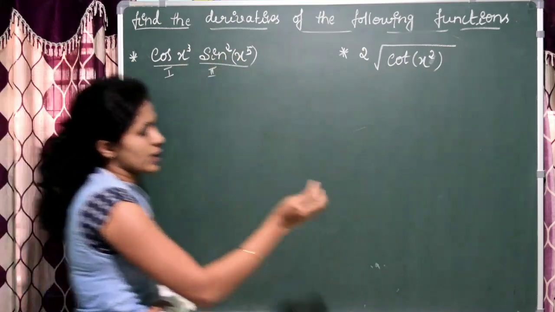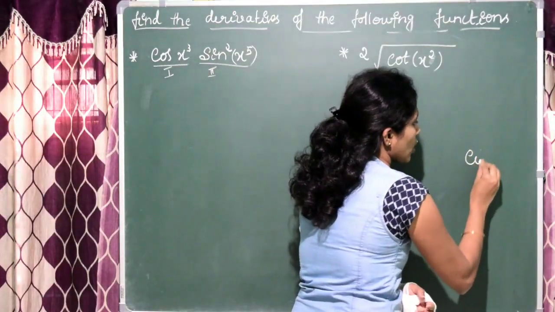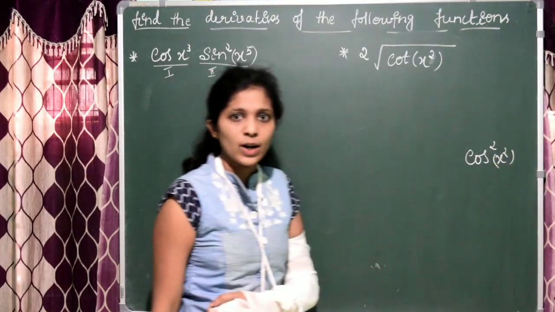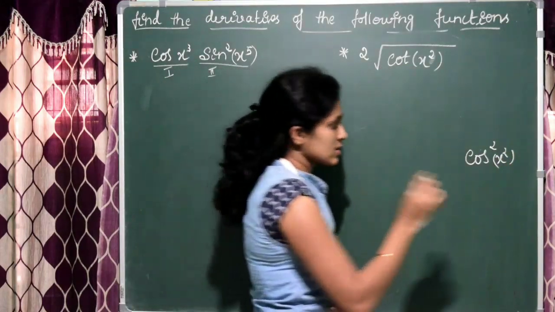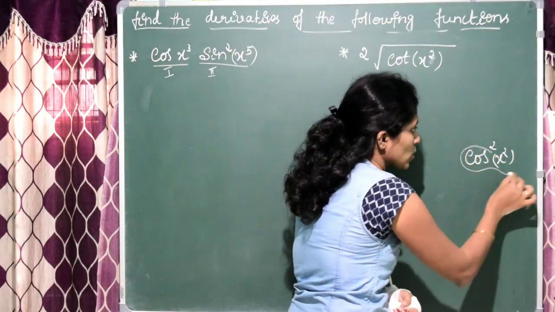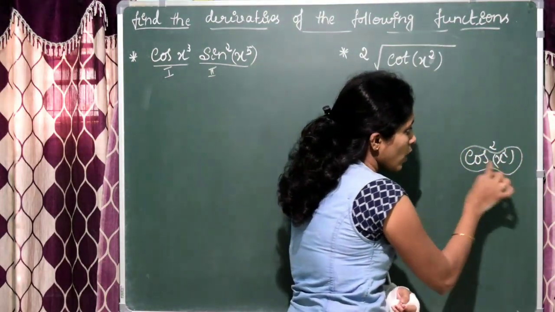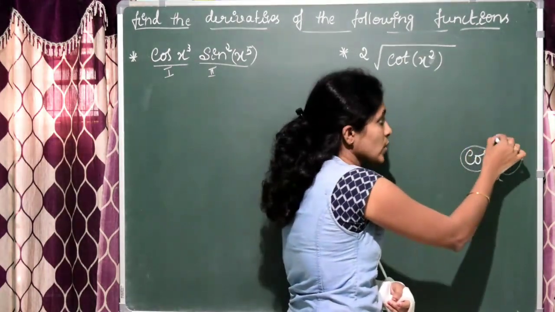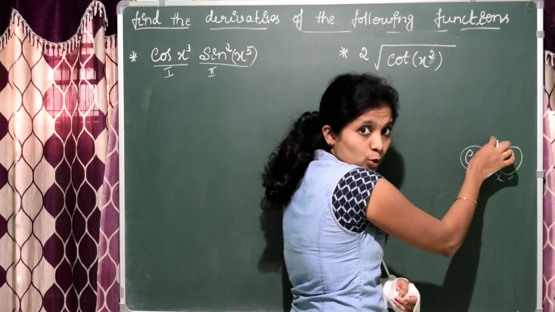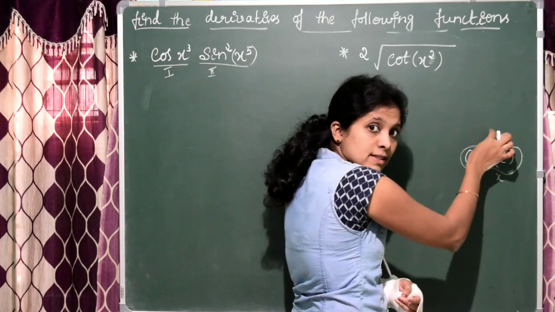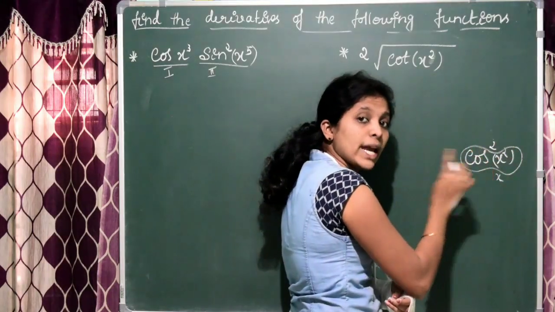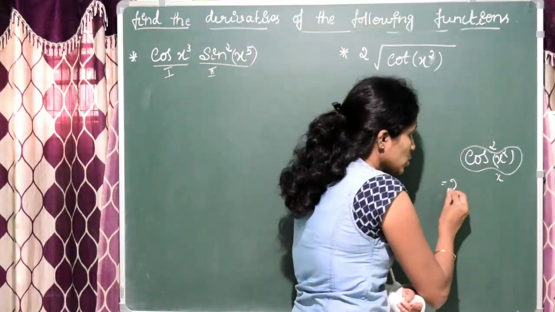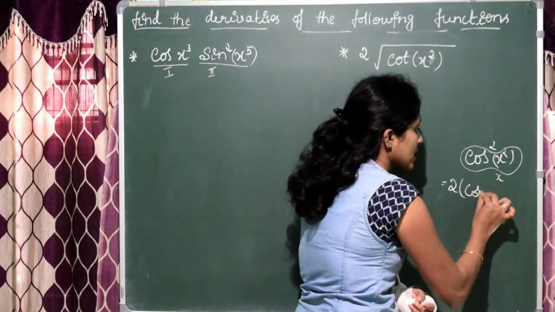Before that, see here this function, if a function is like this, cos square x square. Now this is a function, okay, cos square x square. Please try to understand this one. Now you have to consider cos x square as x. So this is of the form x square. First you have to remove this square. Now it's of the form x square. Derivative of x square will be 2x. But in the place of x here we have this one. Is it clear? So this is now 2 into cos x square.